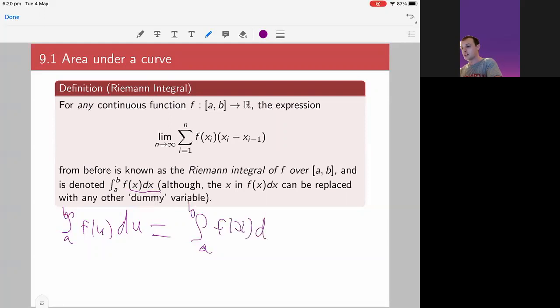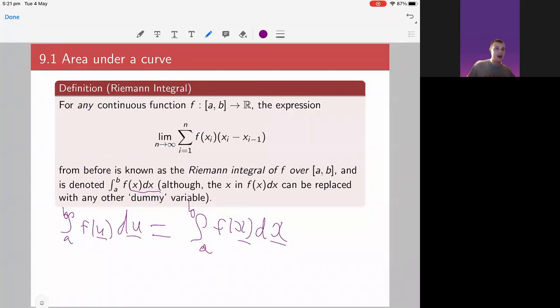Because if you're taking the Riemann integral of a function, the only pieces of information you need are the function itself, as well as the two endpoints that you're integrating between. Your choice of variable doesn't really make any difference except for those aesthetic differences. So I hope that's clear.